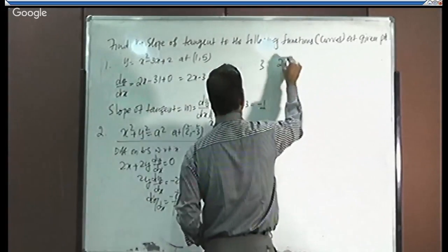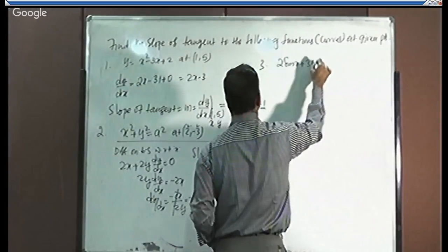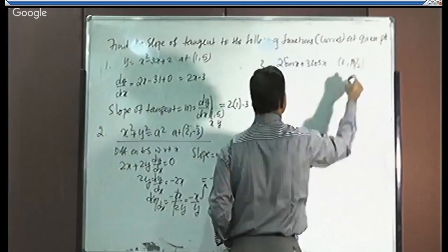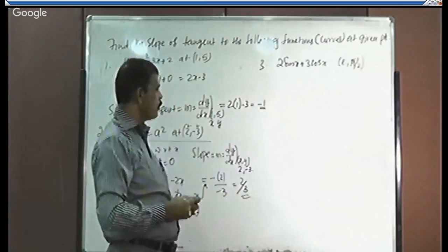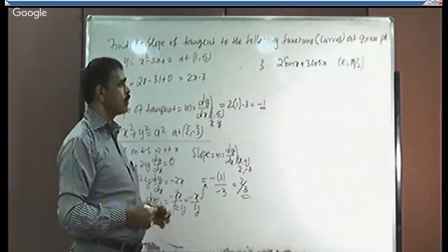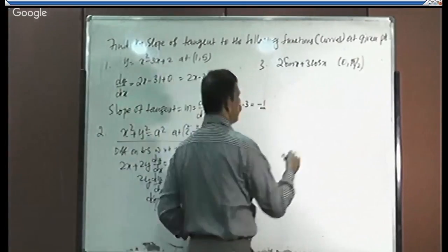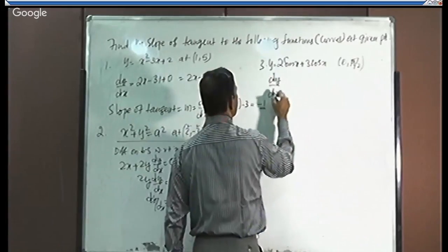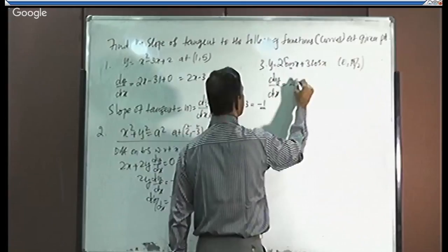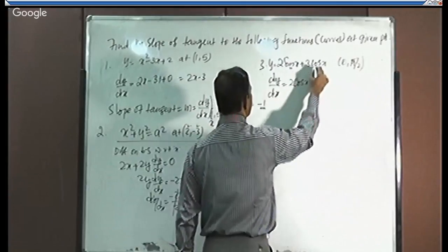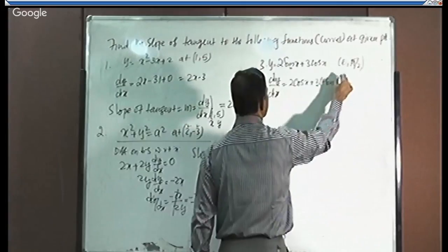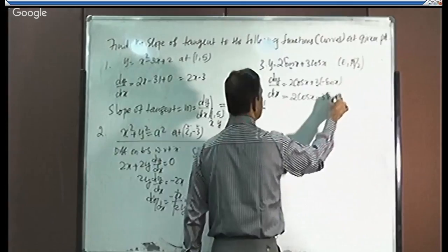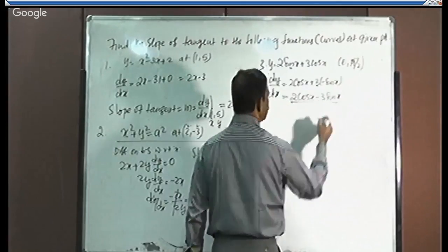Third one, 2 sin x plus 3 cos x, at the point 0 comma 5 by 2. Which is the curve here? 2 sin x plus 3 cos x is the curve. Take this as y and differentiate. dy by dx is equal to 2 into differentiation of sin x, which is cos x, plus 3 into differentiation of cos x, which is minus sin x. That is 2 cos x minus 3 sin x. This is dy by dx.